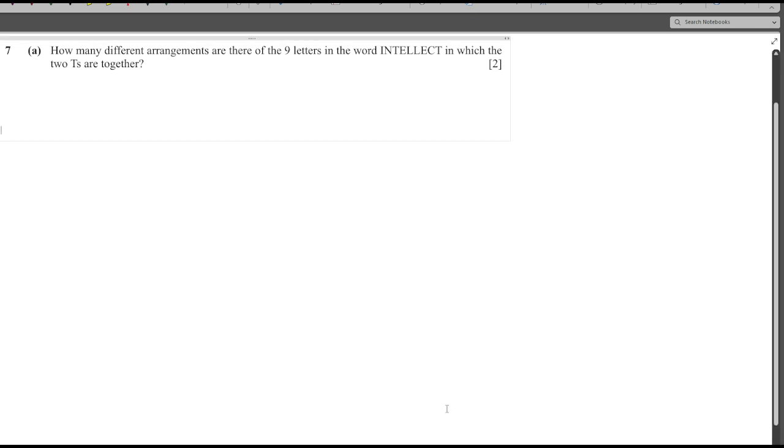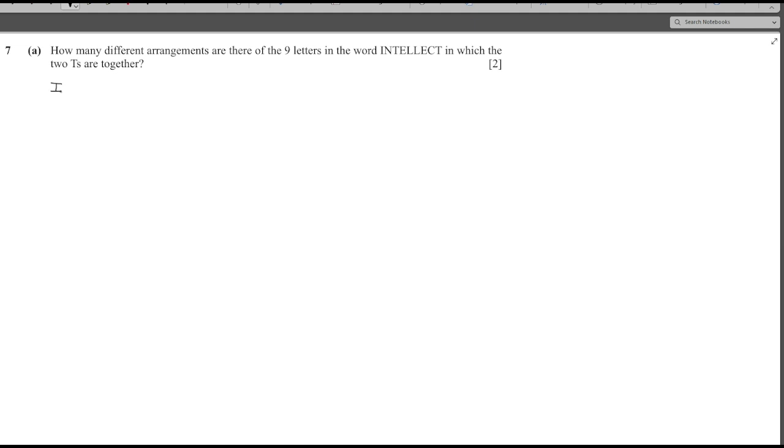Question number 7. How many different arrangements are there of the 9 letters in the word intellect in which the two T's are together? Now, first let us see what different alphabets I have.